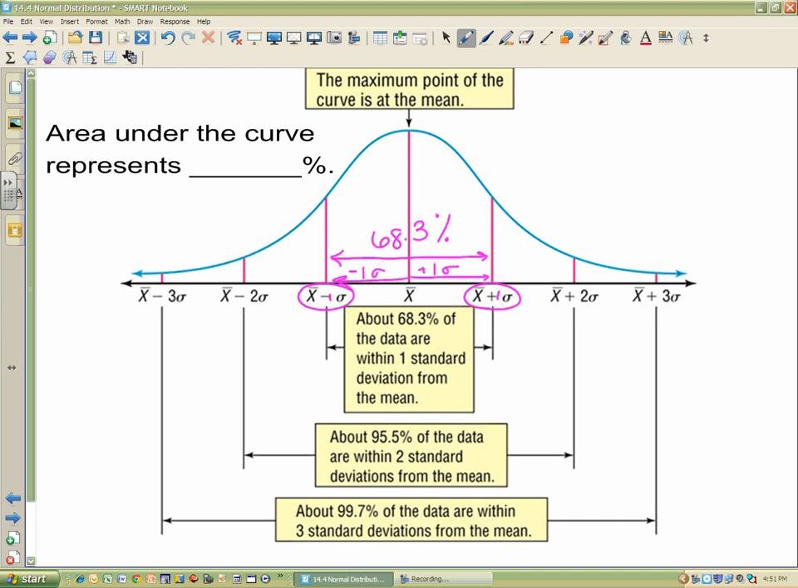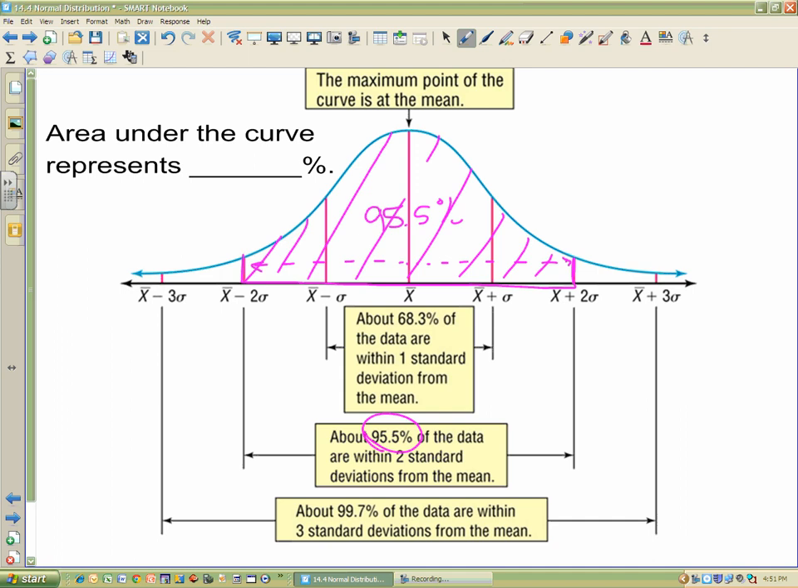In the next category, we move 2 standard deviations out away from the mean. So moving 2 standard deviations out above and below gets us 95.5% of the data in that region that we're talking out to 2 standard deviations. Finally, the last one that we're going to talk about is 99.7% of the data is captured when we are 3 standard deviations away from the mean.